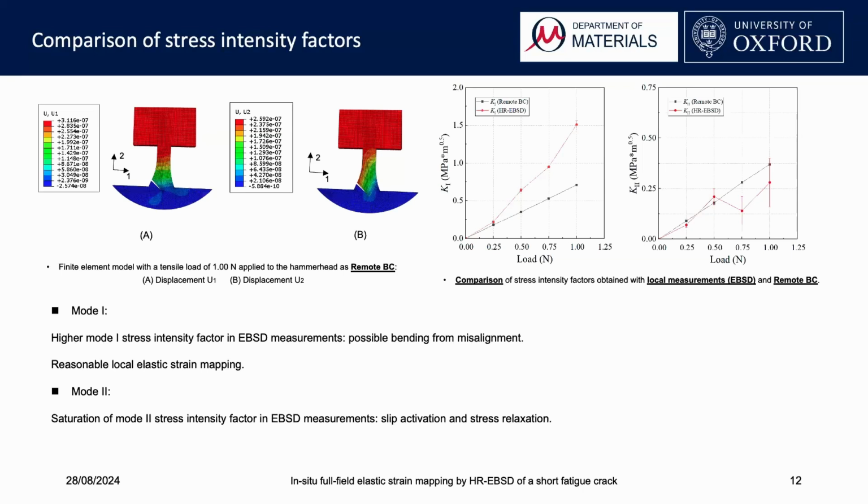For mode 1 stress intensity factors, the EBSD results are slightly higher. This is likely due to the possible bending from misalignment in the loading jig, and the surface stresses were increased as a result. Nevertheless, from mode 1 stress intensity factor results, we can find that the high resolution EBSD method can provide us a reasonable measurement of the local elastic strain field ahead of the crack tip.